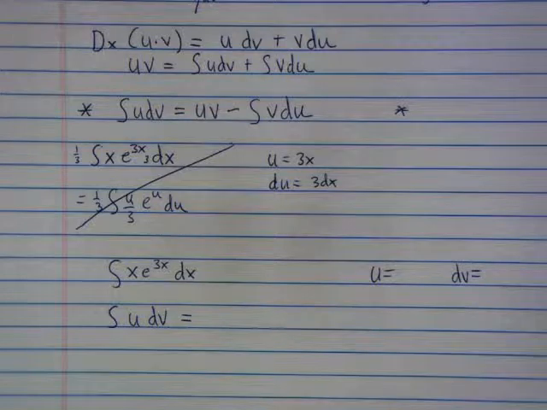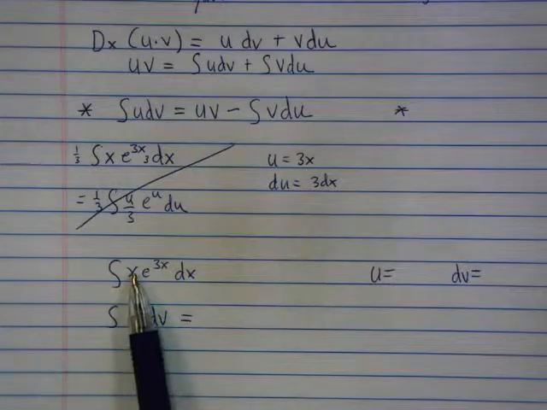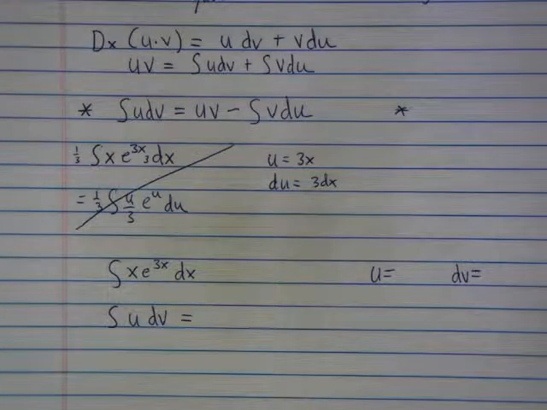Anybody have a preference? Or v, you want v to be whatever is easier? Sure. v is something we're going to have to integrate, that's true. But I can integrate x, and I can integrate e to the 3x. So that's kind of a wash. You get a 50-50 chance of being right. Do you want u to be x, or do you want u to be e to the 3x? E to the 3x.